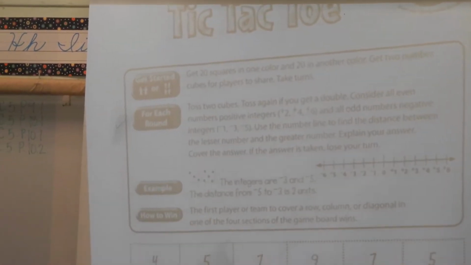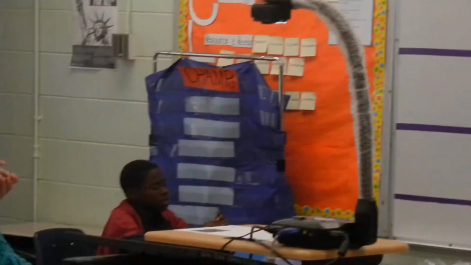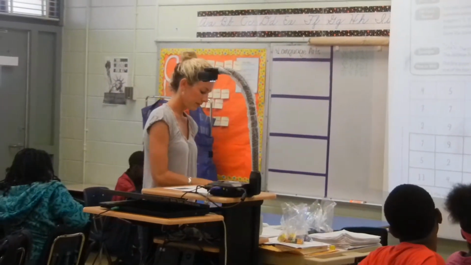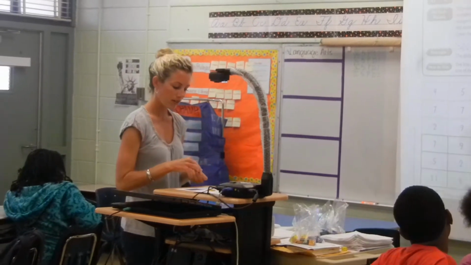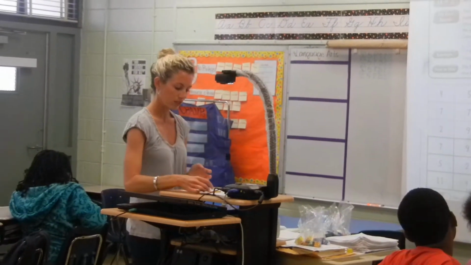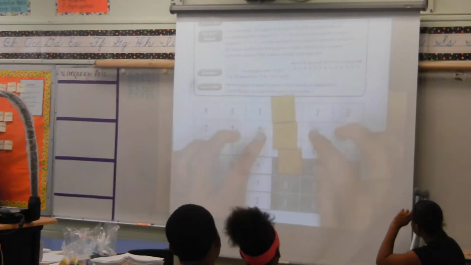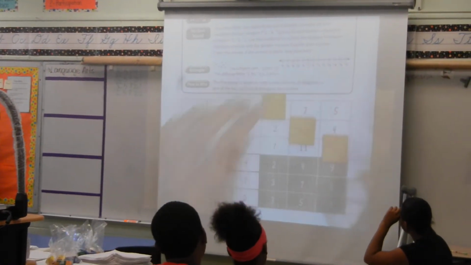Your goal here, it says, the first player or team to cover a row, a column, or diagonal in one of 4 sections of the game board wins. See how this game board is broken up into 4 separate sections? The way that you win is by covering up a row this way, just like in tic-tac-toe. A row this way within that boxed section, or a row diagonally.